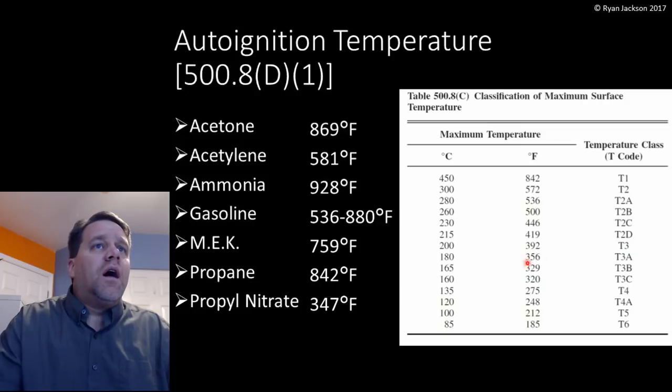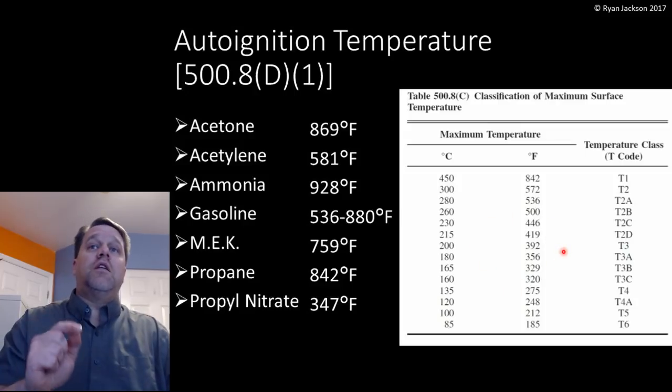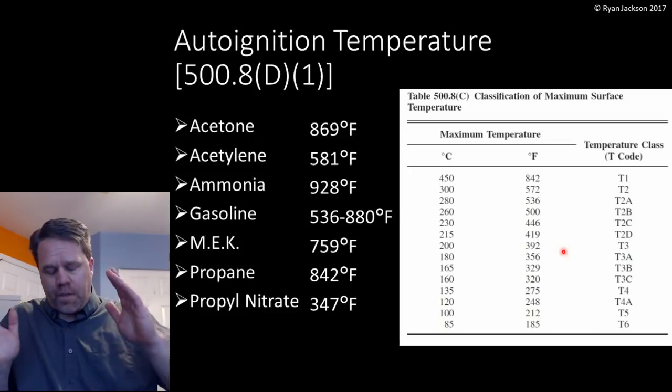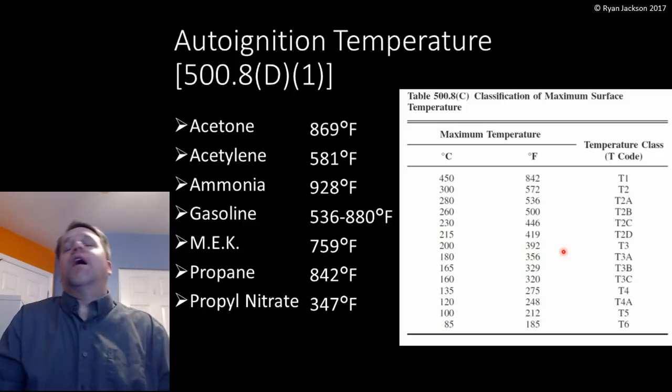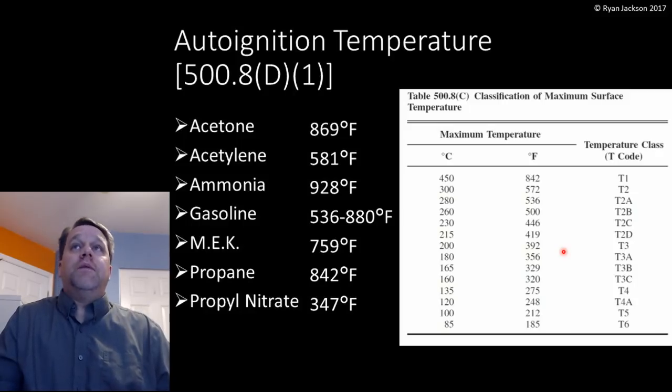Well, that T3 luminaire can hit temperatures of 392 degrees F. I had better not be using that light in an environment that's classified due to the presence of propyl nitrate. So, it's not enough to know that you're in a Class 1. It's not enough to know that you're in a Division 1 or a Division 2. It's not even enough to know that you're in a Group A, B, C, or D. You need to know the specific chemical and the specific properties of that chemical.